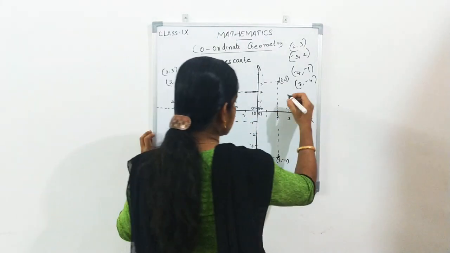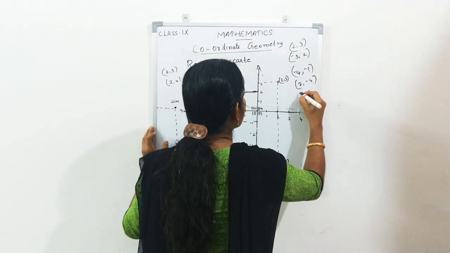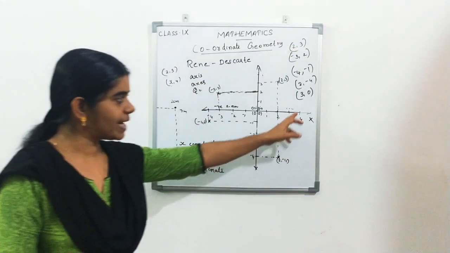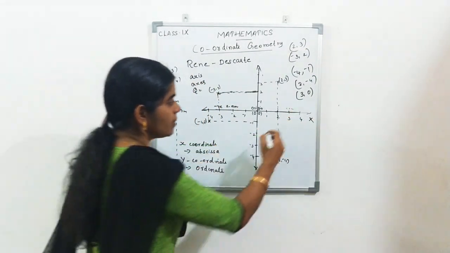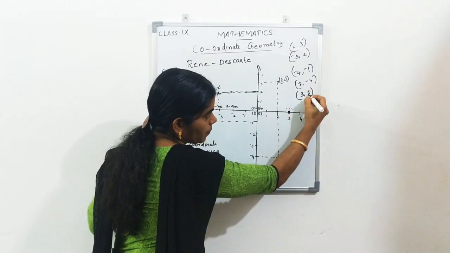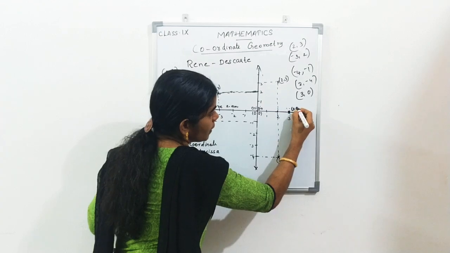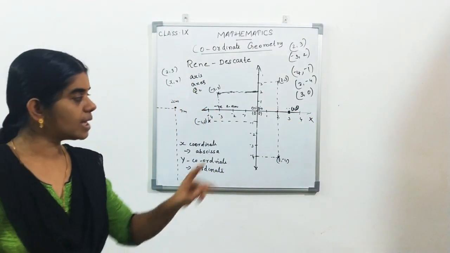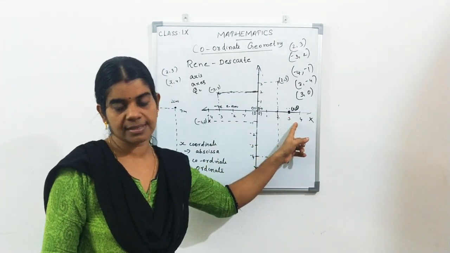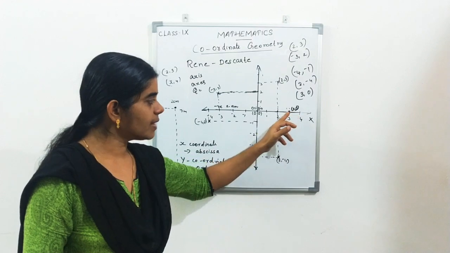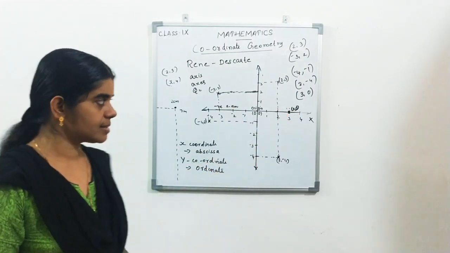Suppose that you want to mark 3, 0. X value is 3. Where is 3? Here, positive 3. Thus y is 0. Therefore, this will be the point 3, 0. When the y coordinate is 0, that point will be on the x-axis.